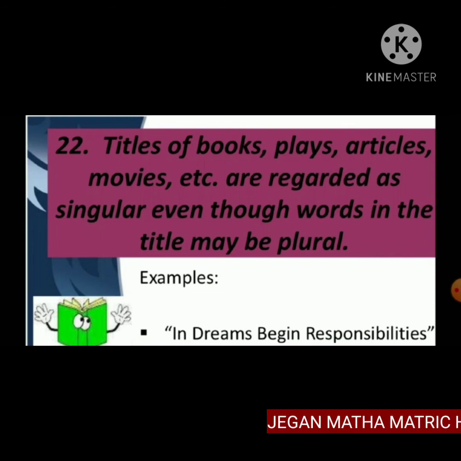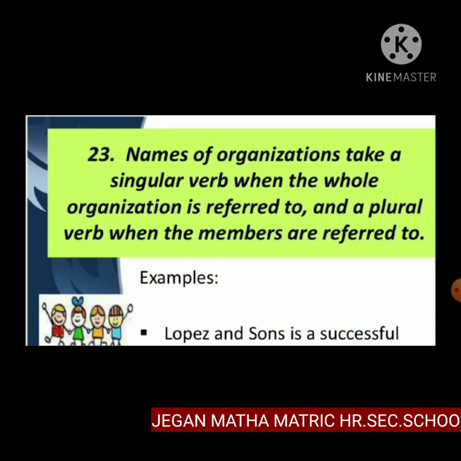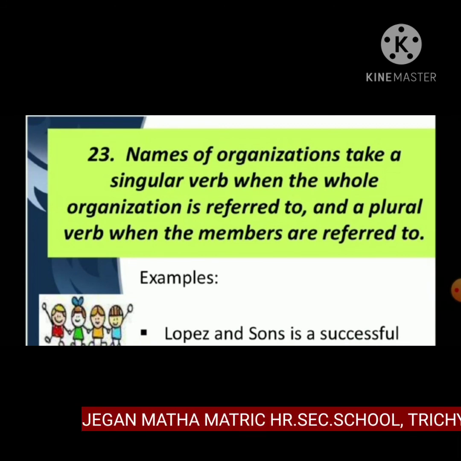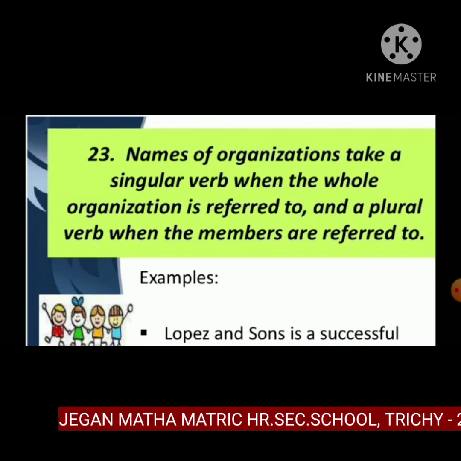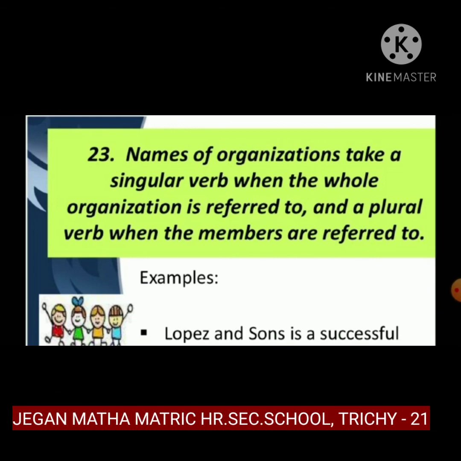Names of organizations take a singular verb when the whole organization is referred to, and a plural verb when the members are referred to. For example, Lobes and Sons is a successful company. You have to consider it singular. So here the singular verb is.